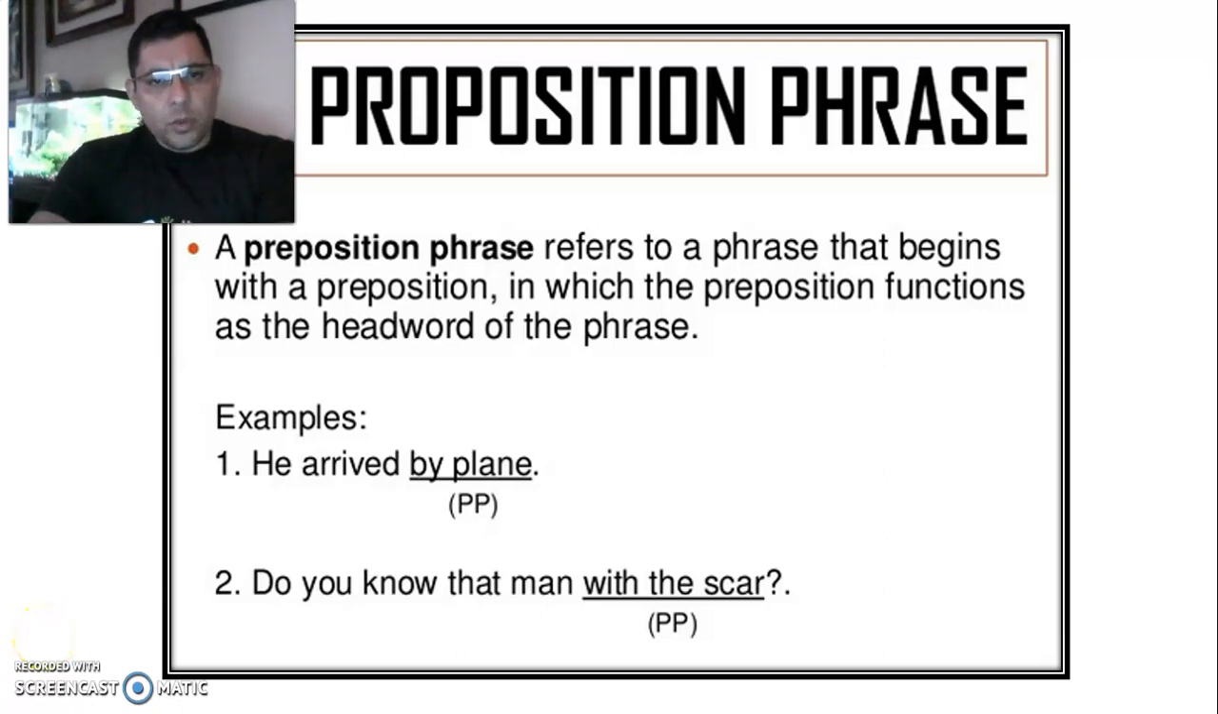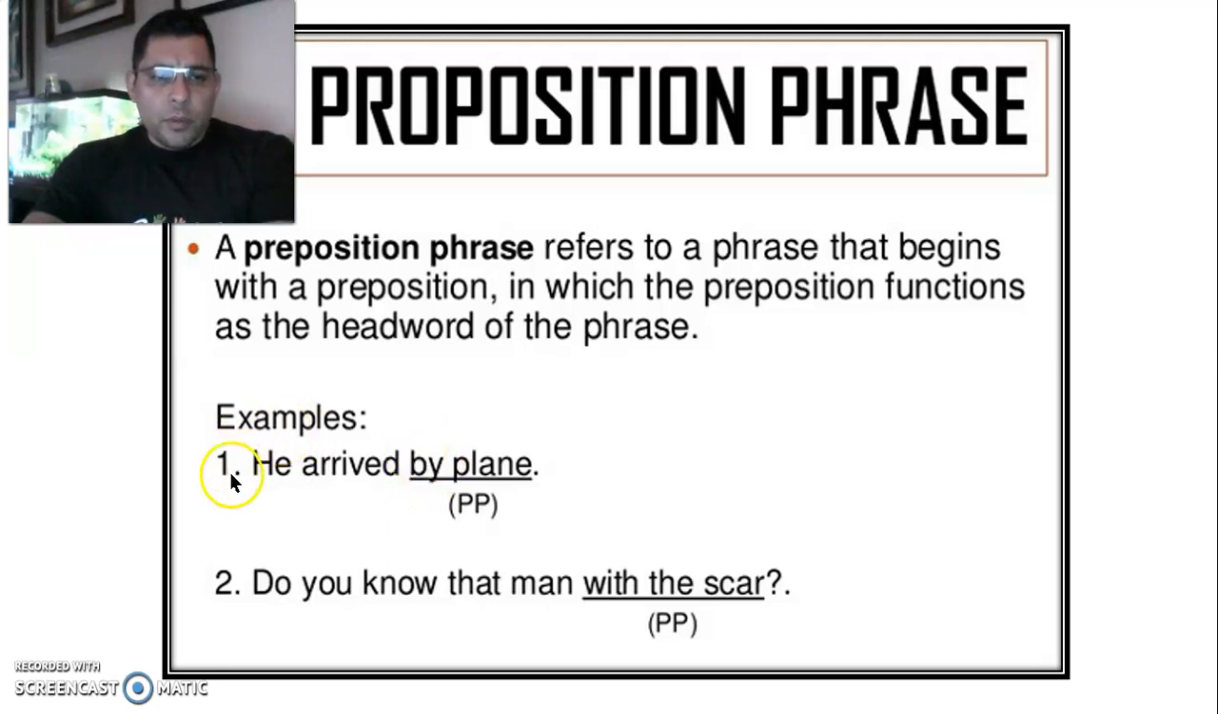Okay, in our last presentation, we were talking about phrases, how to identify phrases in our sentences. We were talking about noun phrases, adjective phrases, adverbial phrases, prepositional phrases. In this case, let's continue with prepositional phrases. A prepositional phrase is a phrase that begins with a preposition, in which the preposition functions as the head word of the phrase. This means that, as in the other phrases, the principal word is going to be the preposition.